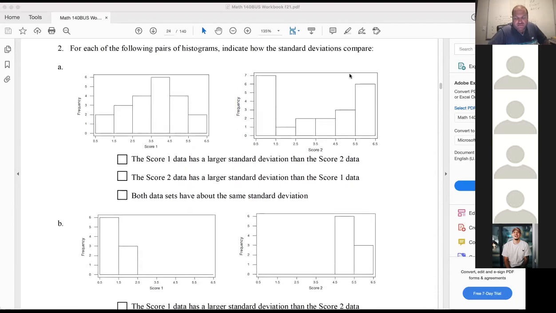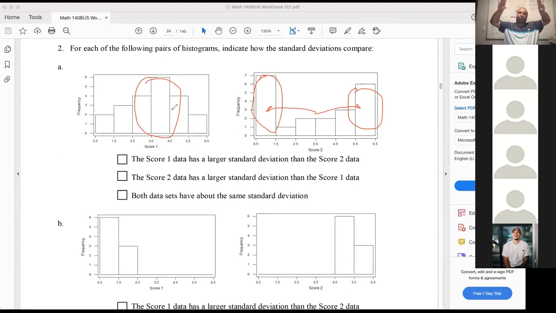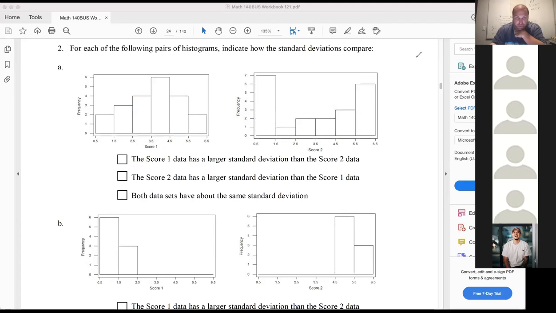So the reason that the answer is 2, you were correct, is because on average, most of the data points are far away from the mean, whereas here, most of the data points are closer to the mean. The higher standard deviation is the one where on average, the data points are further away from the mean. That's why 2 has the larger standard deviation. Does that make sense? Yes.